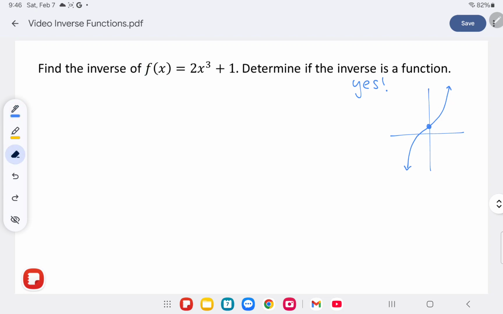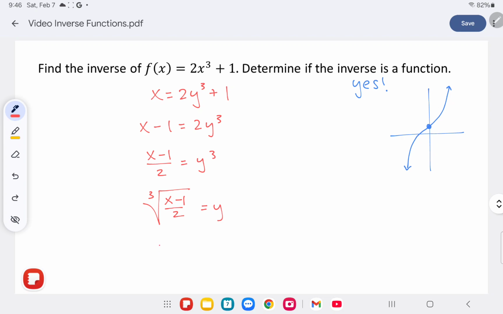So let's find the inverse function. So step 1, flip-flop your x and your y. And then we're going to isolate the y. So in this case, we're going to subtract 1 first. Then we're going to divide by 2. And then we're going to take the cube root.